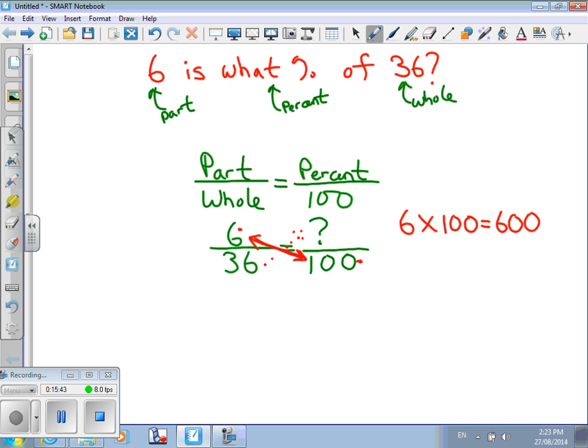The other number that did not get used or was not diagonal from something that we knew is what we're going to divide by. So we need to take our 600, the answer that we had from here, and divide by that last number, which is 36.